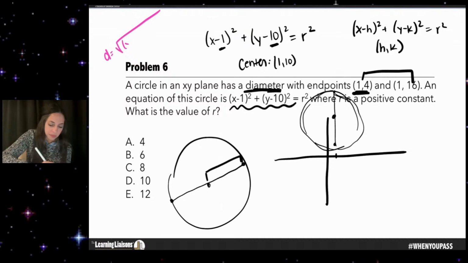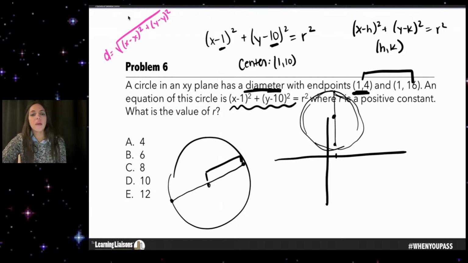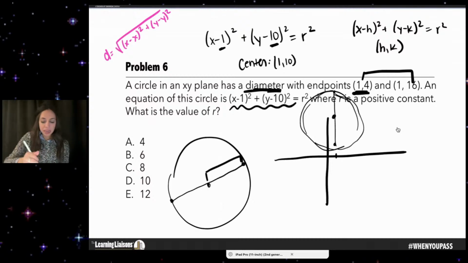I knew I was right. Distance equals x minus x squared plus y minus y squared. So if my circle is not exactly vertical or exactly horizontal, I can do distance equals x minus x plus y minus y.